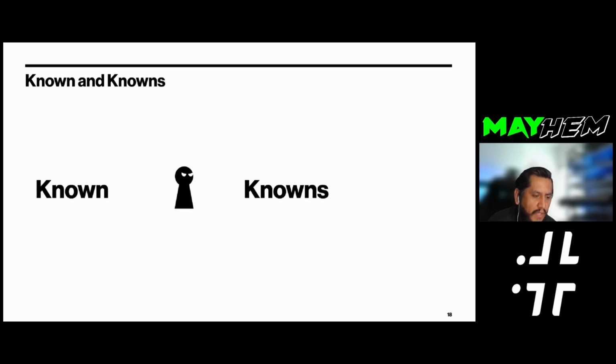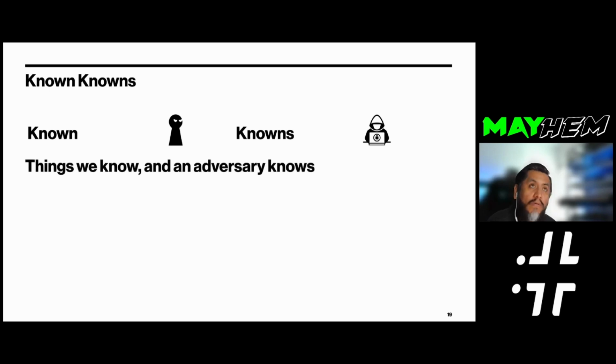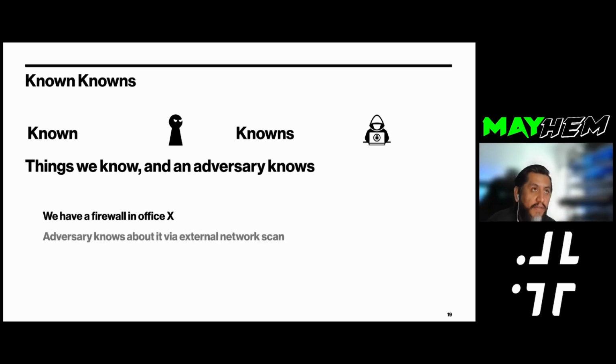A known, and known knowns are the things that we know, like us, the security team at a company, and an adversary also knows. For example, we know that we have a firewall in Office X, but the adversary knows about that firewall because they discovered it through some network scans. So we both know about that firewall.